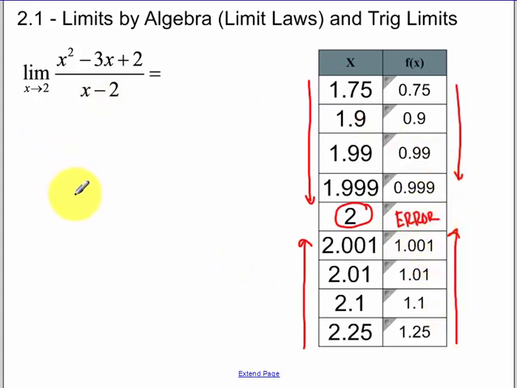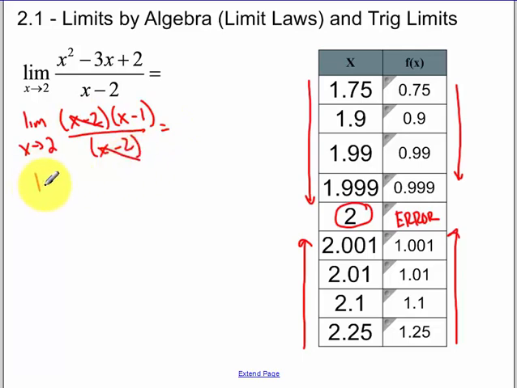Let me show you guys, and some of you may remember this from pre-calculus last year, we can actually factor. Cancel, and then find the limit as x goes to 2 of x minus 1, which is equal to, when I plug in 2, we get 1.